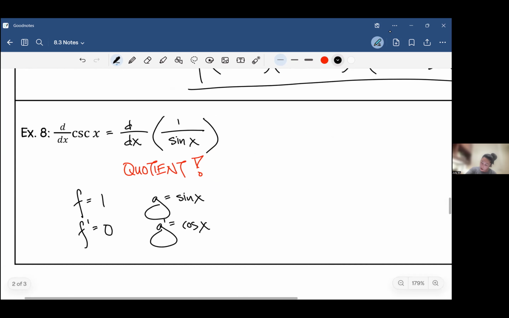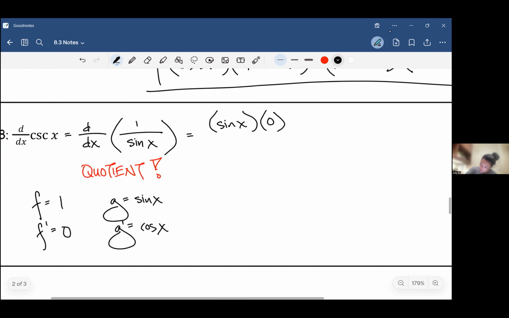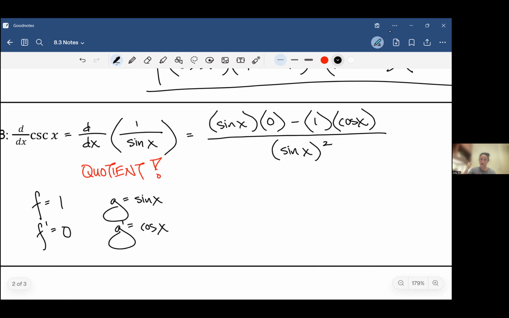And now I'm going to plug everything into my quotient rule. So I'm going to have g times f prime minus f times g prime all over g squared.